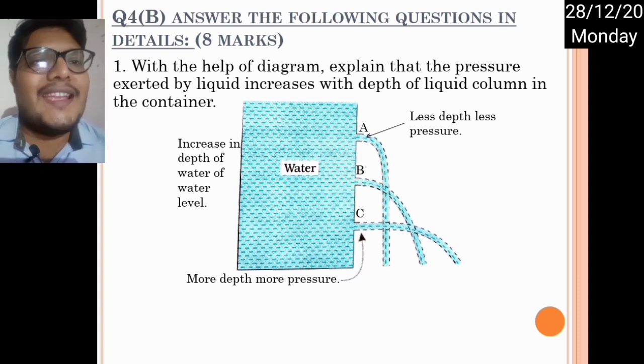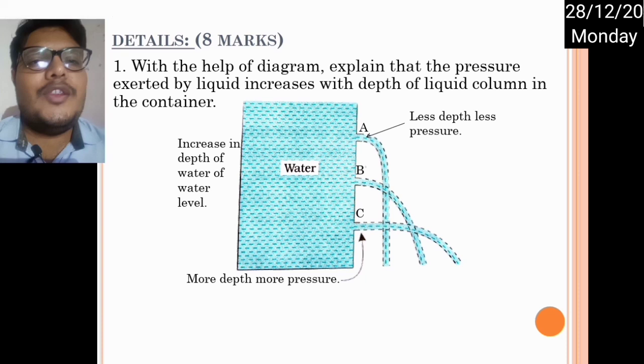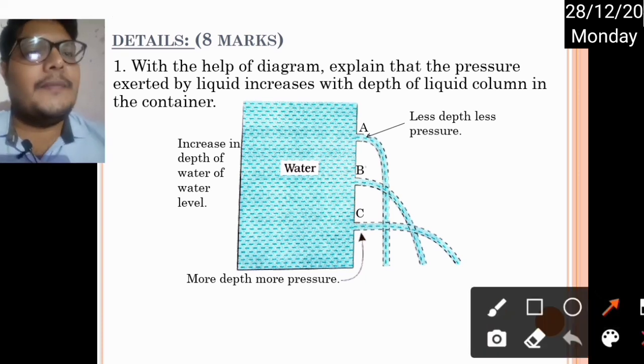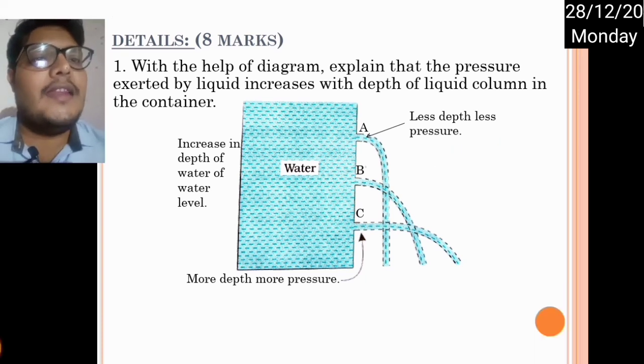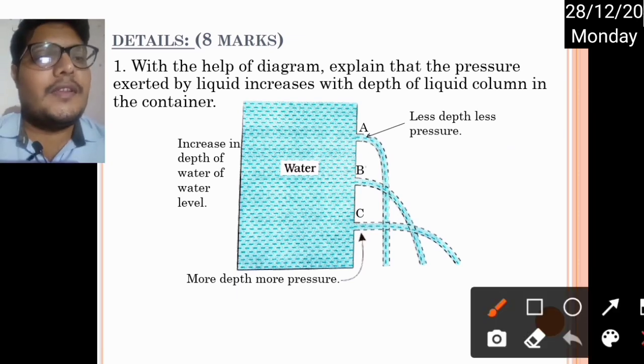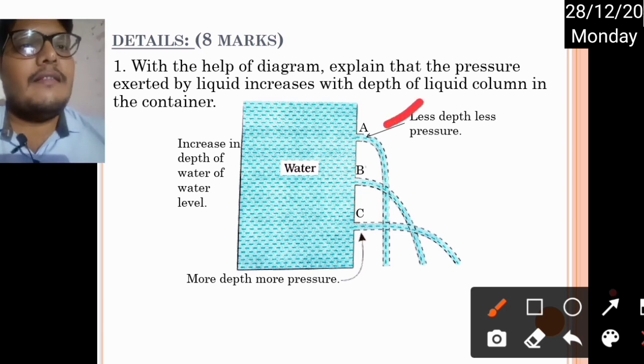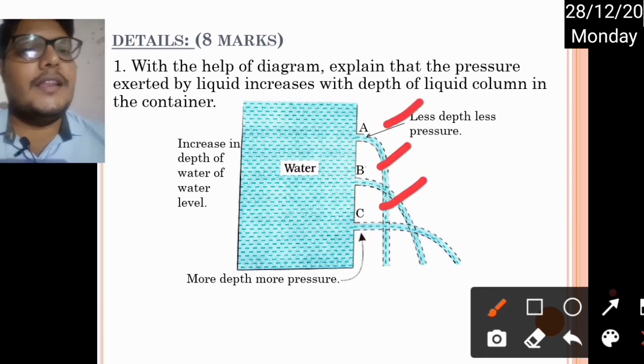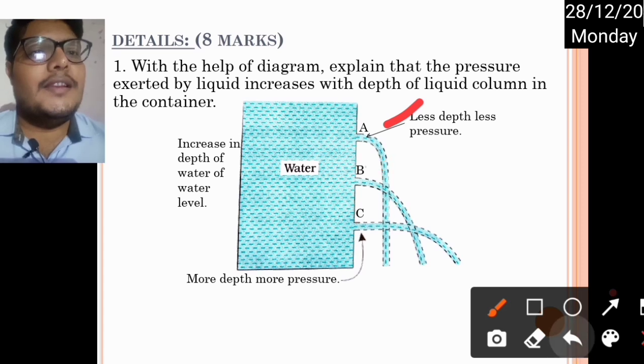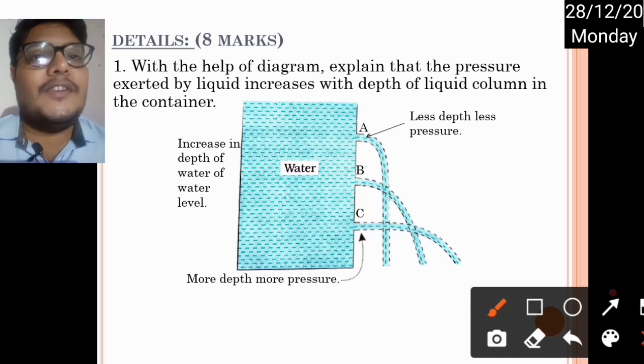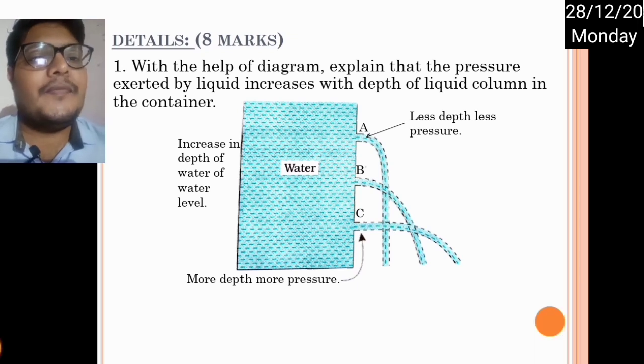With the help of a diagram, explain that the pressure exerted by liquid increases with the depth of liquid column in the container. Now here you can see the container, and there are 3 tubes, which are A, B and C. These tubes you can see clearly, and they are at different heights. Okay, so let's see the first point, how we are going to write this answer.